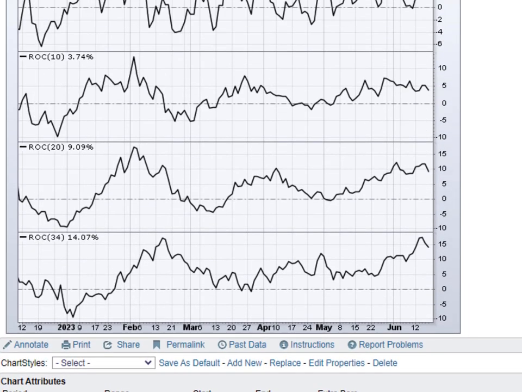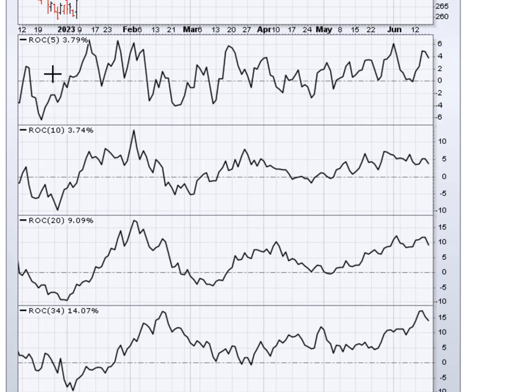From this screen, we get values as of the end of last week, June 16th, to show you that the 5 period is 3.79, 10 period 3.74, 20 is 9.09, and 34 is 14.09. From this data, you can then put together a scan for all the stocks in the QQQ or the NASDAQ 100 to see which ones are acting stronger than the average.